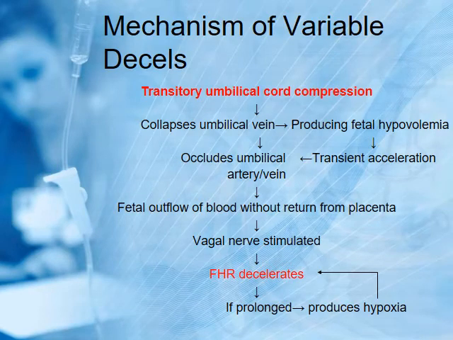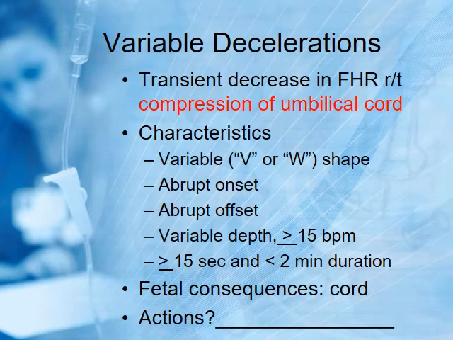This is the mechanism of the variable decelerations. You have that transitory umbilical cord compression. It collapses the vein, produces hypovolemia of the baby and a transient acceleration, and then occlusion, and we get a drop of blood flow. Vagal nerve stimulates, heart rate goes down. If it's prolonged too much, it produces hypoxemia or hypoxia. Again, transient decrease related to compression of the umbilical cord.